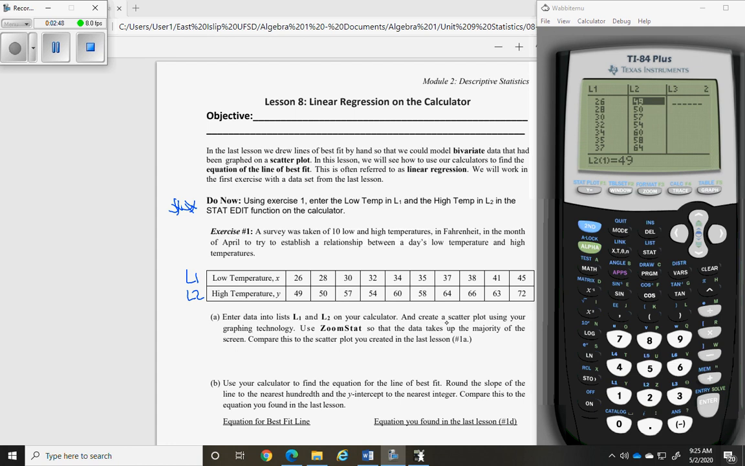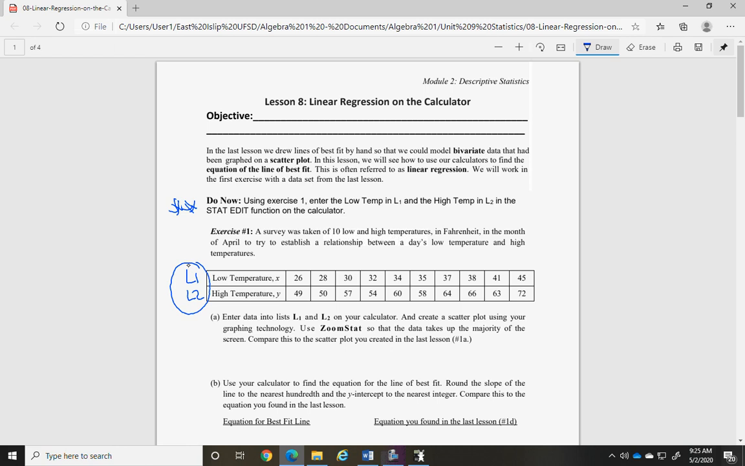So let's write down some notes first. Remember, when we entered this stuff into our L1 and L2, the way that we did it was by first hitting Stat and then Edit. And that's how we get to our L1 and L2. But if I actually want to graph this on the graphing calculator, I have to go to my stat plot.